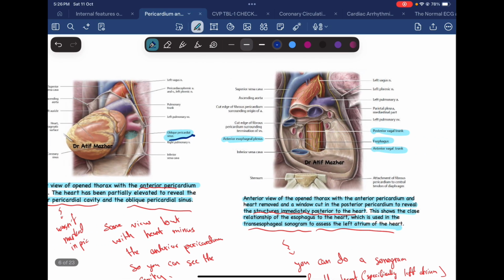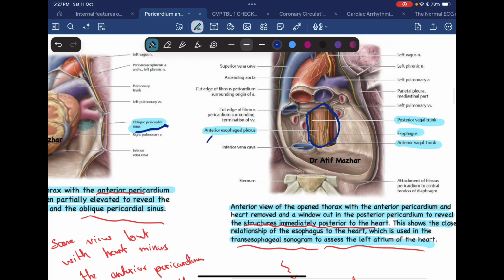Now, here's this part, it's removed. What's this part? It's basically the posterior part of the pericardium. It was removed. It reveals the structure behind it. Now, what do you have behind it? You have the anterior esophageal plexus, you have the posterior vagal trunk, you have the esophagus, you have the anterior vagal trunk.